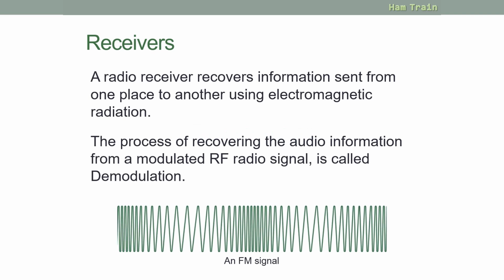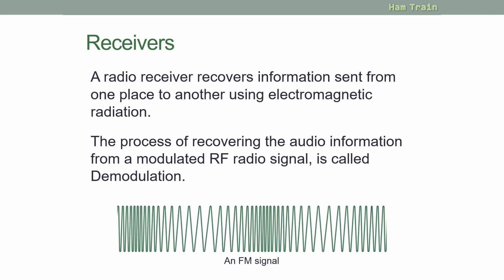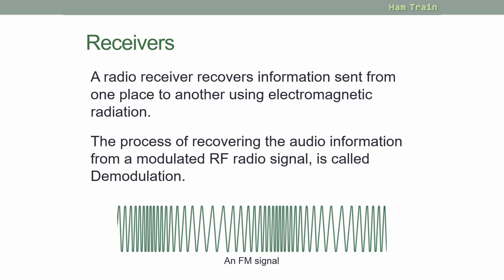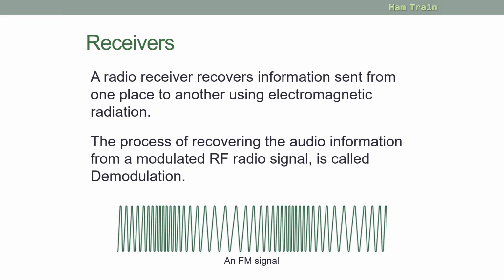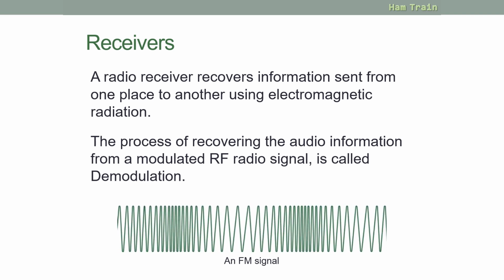Now let's take a look at receivers. A radio receiver recovers information that's sent from one place to another using electromagnetic radiation. The process of recovering the audio from a modulated radio signal is called demodulation. So you've got an antenna sticking up in the air, receiving signals on all different frequencies. You'll need to receive the signal, decode it, which is called demodulation.